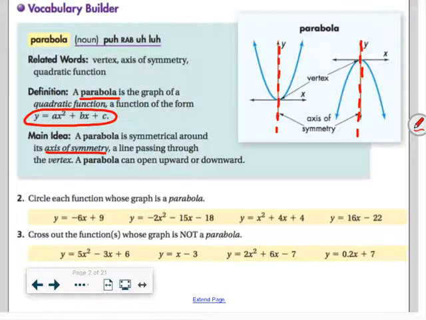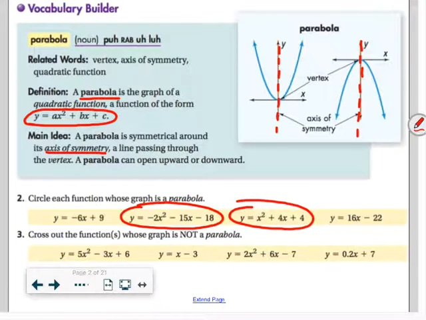So Alex, what am I looking for? What should I be looking for if I want to find a parabola? The equation. And what am I looking for in the equation? Ax squared plus bx plus c. Good. And in particular, I need to make sure that I have an x squared. So Jacob, which ones did you circle in number 2? 2 and 3. Good. The second one and the third one.